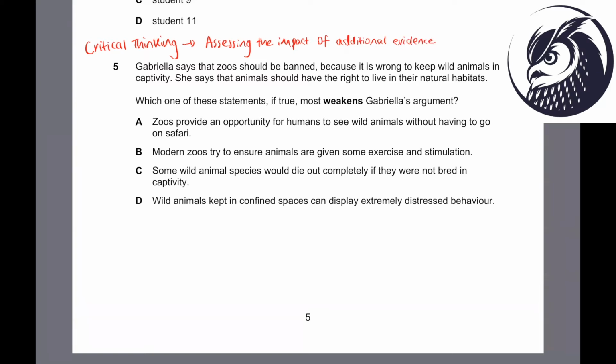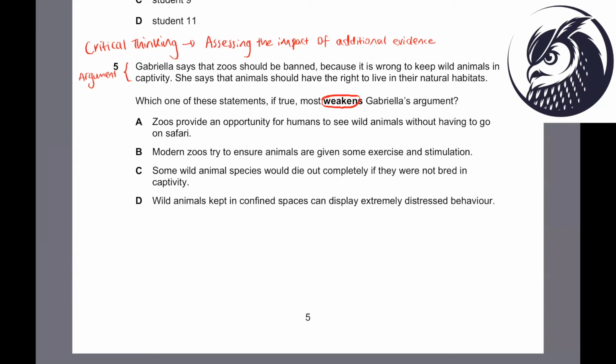Okay, so what does that mean? It means that you're given an argument, okay? So these types of questions always start by giving you some sort of argument or some sort of conclusion, and then the answer options will ask you to find a statement that, in this case, most weakens the above argument. Sometimes it strengthens, in this case it is weakens, okay?